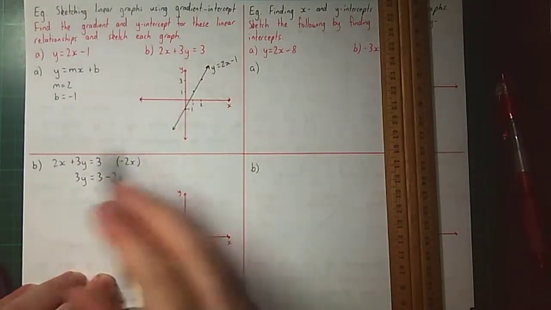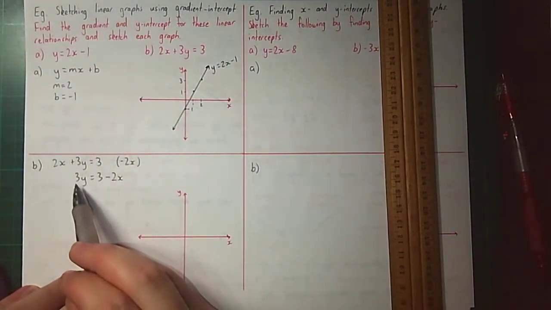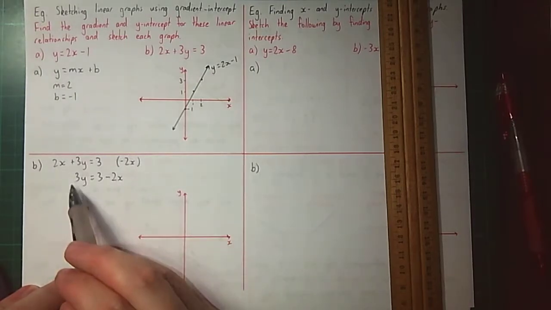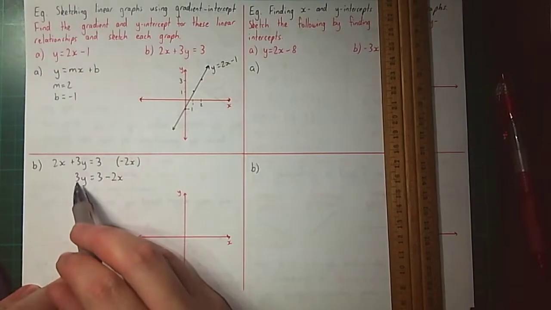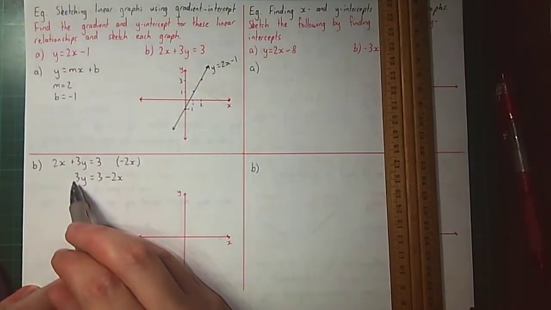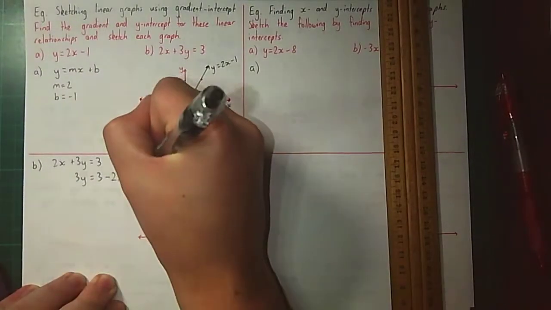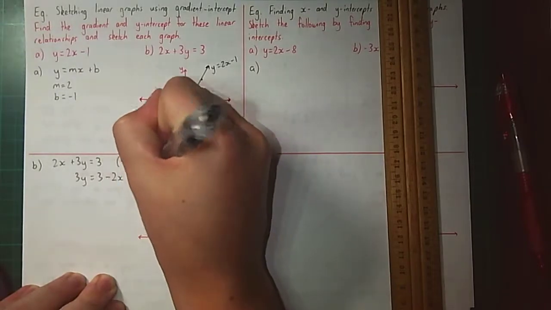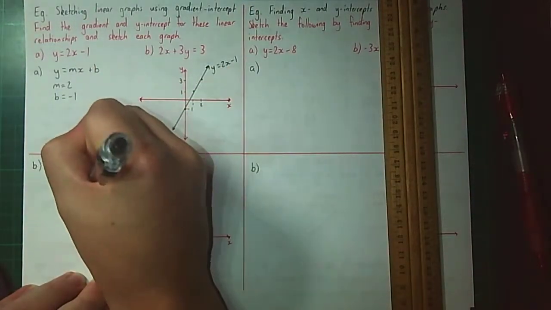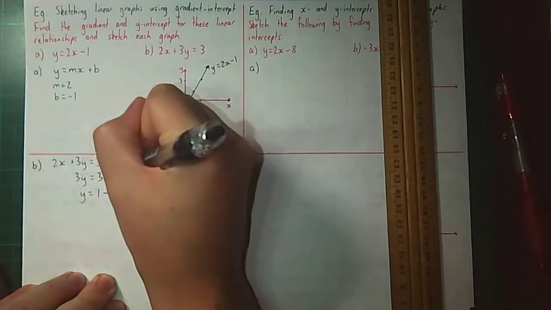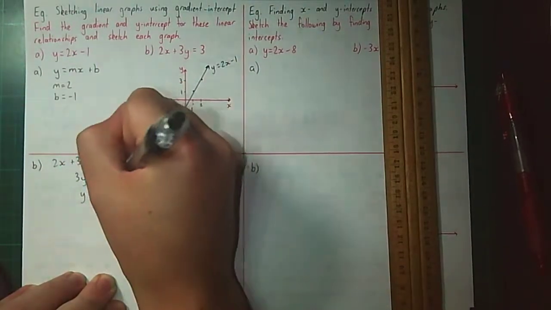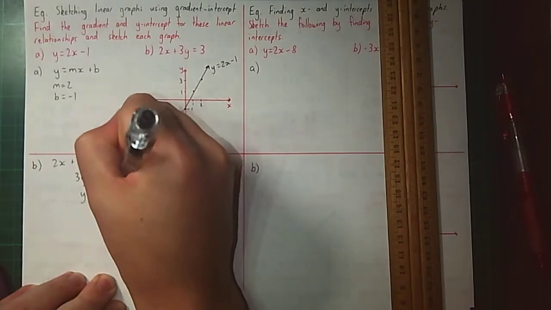Okay, now before we keep on going, we've got a problem. We've got a 3 there. We just need to divide 3 from everything, really. The reason why we divide is because this is 3 times y. So if we divide everything by 3, we're going to get y is equal to 3 divided by 3 is 1 minus 2x divided by 3, that's going to be minus 2/3 x.